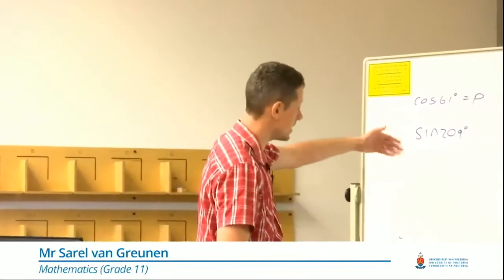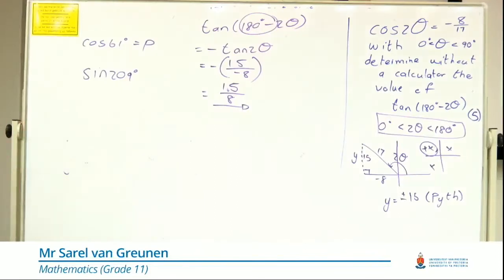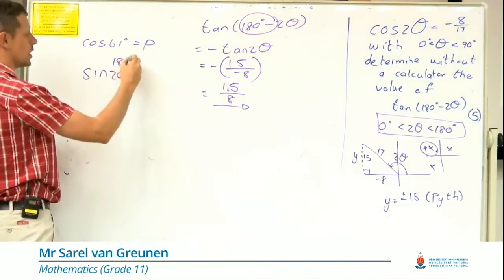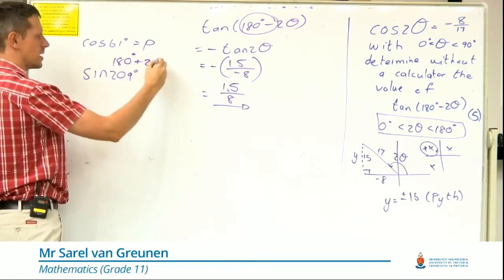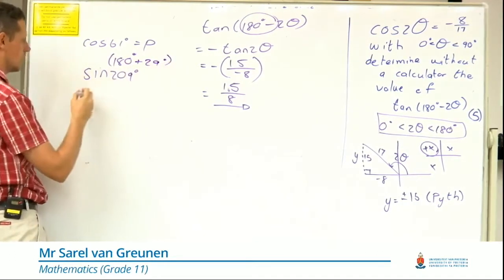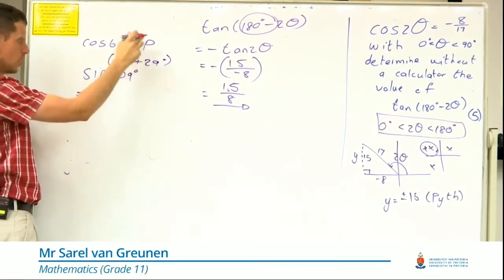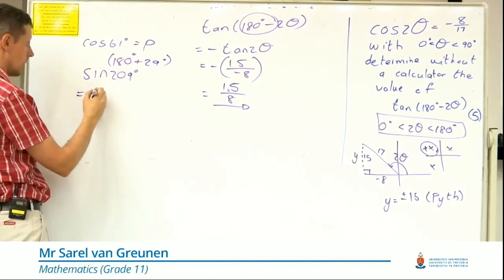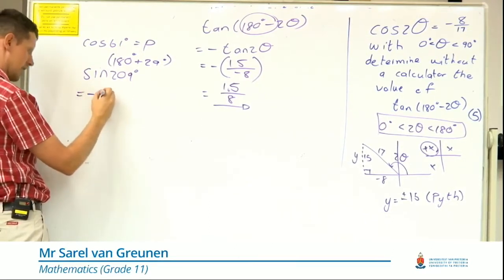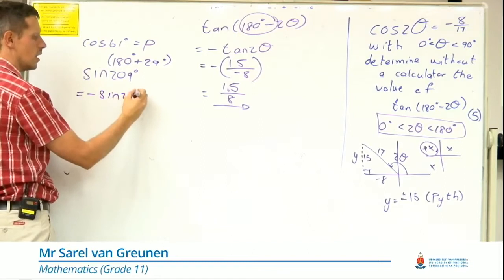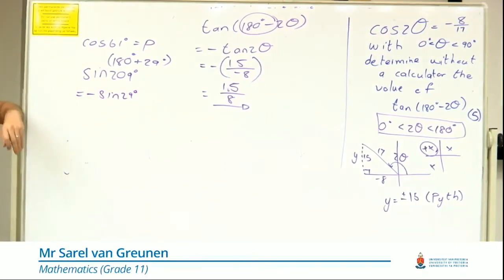So in this case, even if I don't know what to do, it's between 180 and 270. So it's third quadrant, so I'm going to go 180 plus 29. Is sign positive or negative there? It's negative. So I'm going to go, well, negative sine of 29. And I'm already scoring a mark.